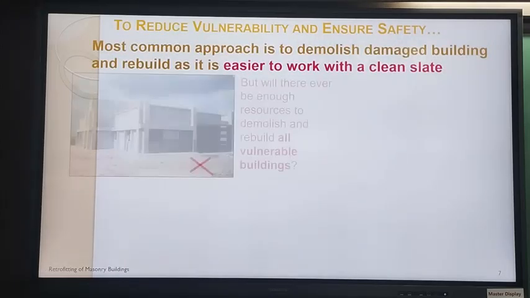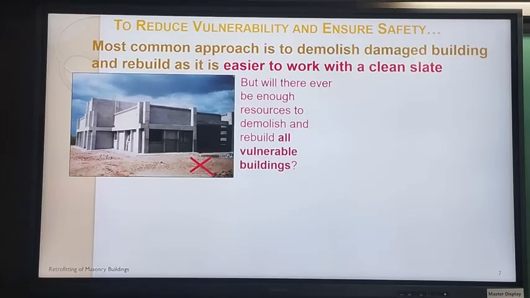Alright, now, the most common approach has been to demolish damaged buildings and rebuild, because people like to work with a clean slate. An architect and engineer would rather say, okay, just get rid of this, let's design it new and work with it. Alright? And they always find that retrofitting is a headache.